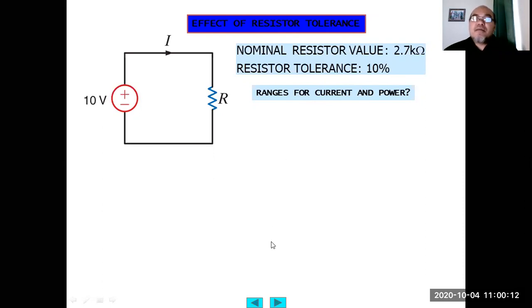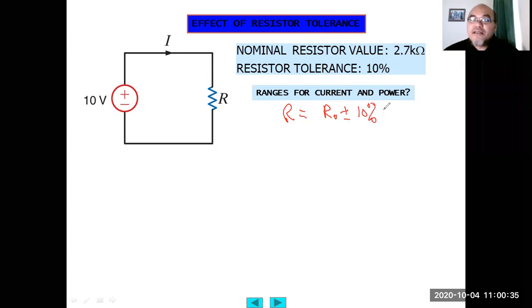Remember that when the resistor has ranges, it means 10% like this. The actual value of the resistor R will be equal to R0, the nominal resistor value, plus or minus 10%.